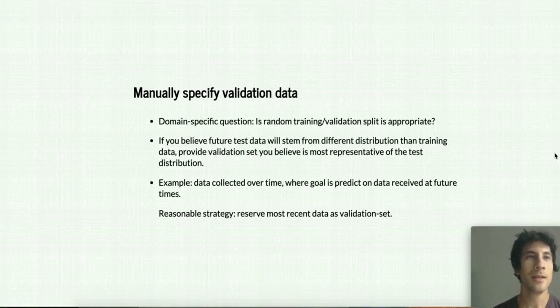For example, data are often collected at different times where some of the predictive relationships might vary over time, and the goal often is to predict on data that will be received at future times. Here, a reasonable strategy might be to reserve your most recent data as the validation set and use the data prior to that as your training set. This will mimic the time difference from the training data that will be encountered during inference.